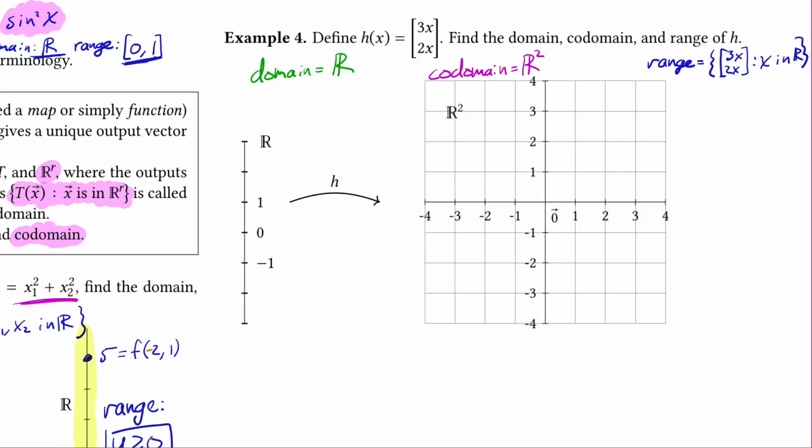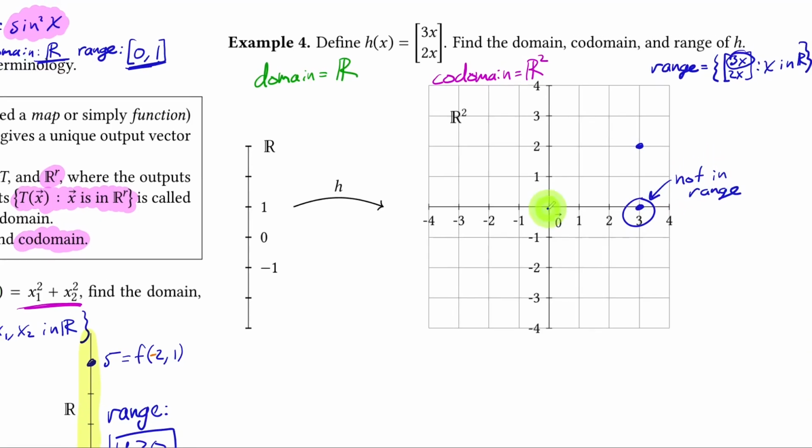No, not anything. For example, there's no way to get (3, 0) like this, because if you want 3x to be equal to 3, then x would have to be equal to 1, and 2 times 1 would give you the point (3, 2). So that's not in the range.